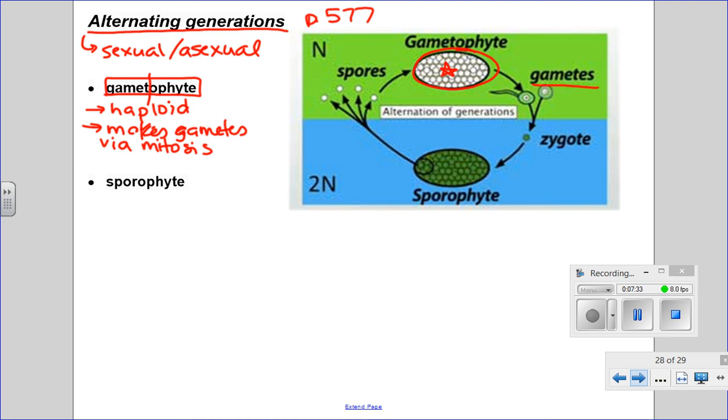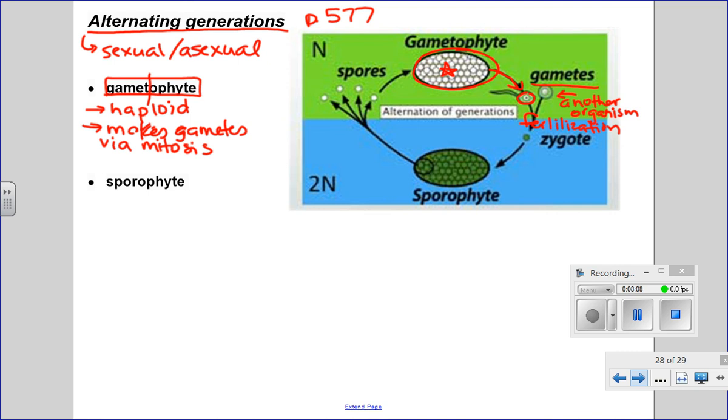Gametes are always haploid, so they're on the top part of the picture. But at some point, gametes will join together. So you'll notice that here's the gamete that came from this gametophyte. This one is coming from another organism, possibly, but it's a different gamete. It's a gamete from another place. When two gametes join together, this is called fertilization.